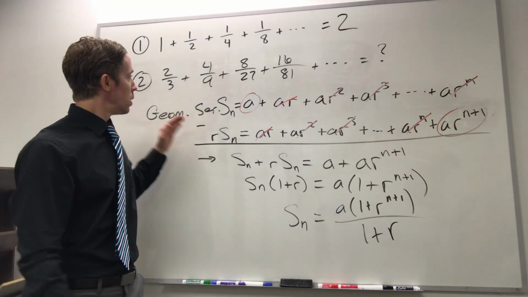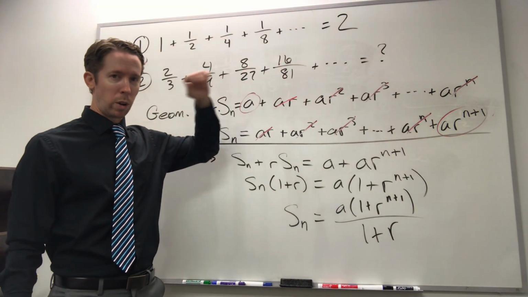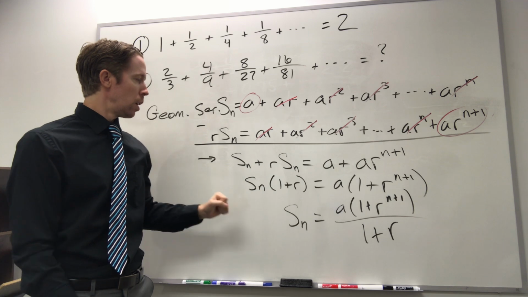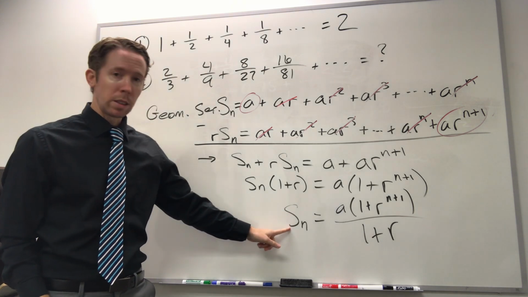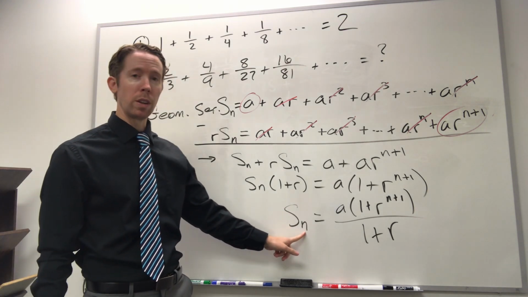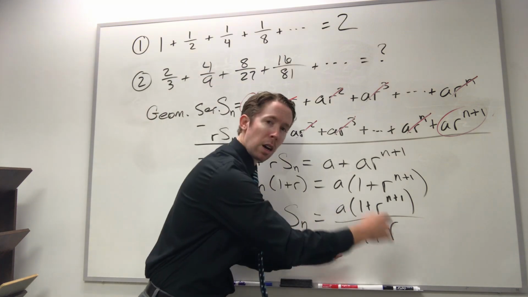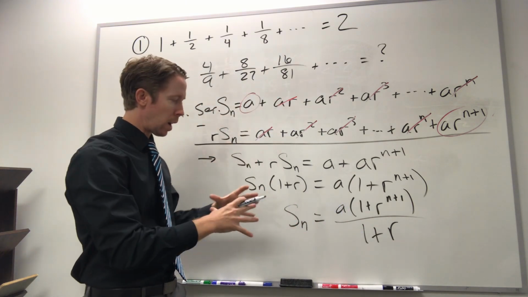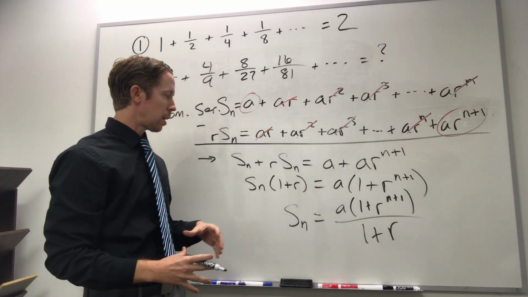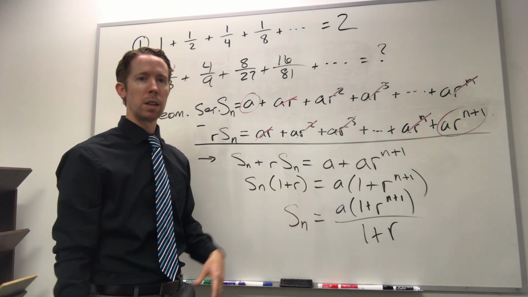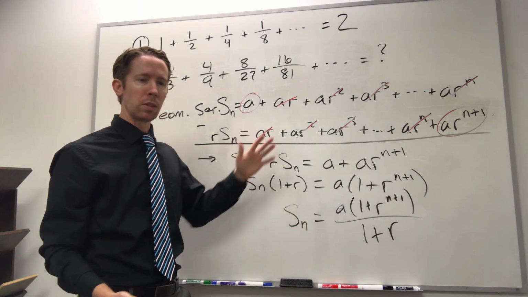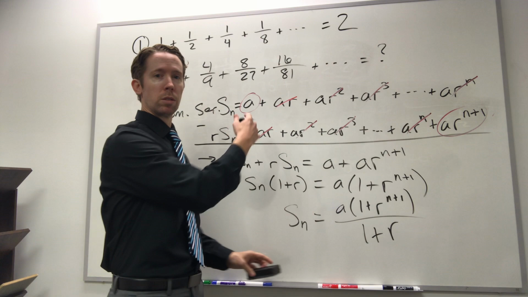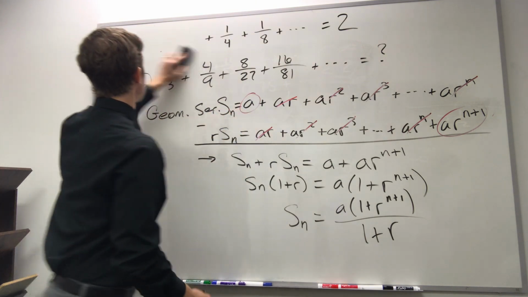And to get the infinite series, which is what I really want an expression for, I'm just going to take the limit of this as n goes to infinity. And this is a nice compact expression, a nice finite object that I can deal with. I can analyze the limit, and then I can get an expression for this infinite series for a general geometric series.